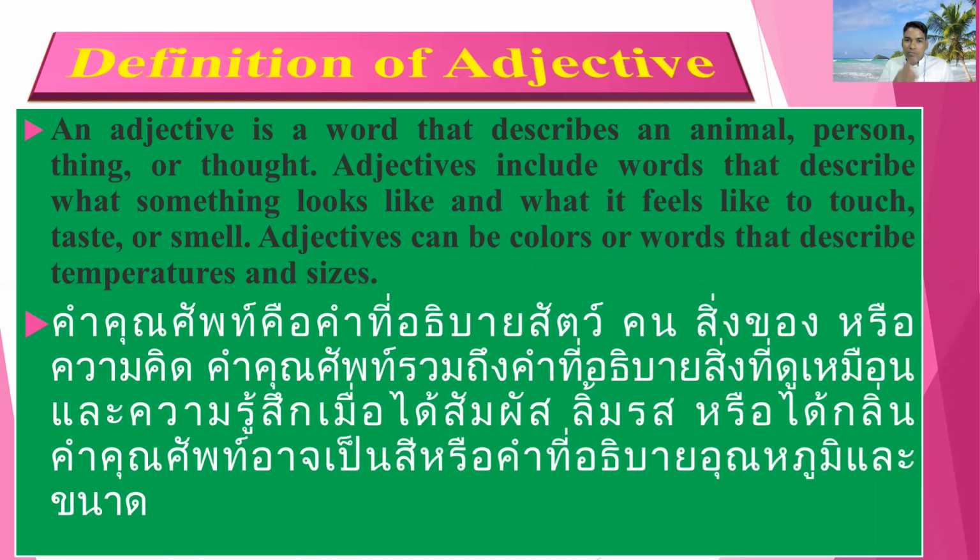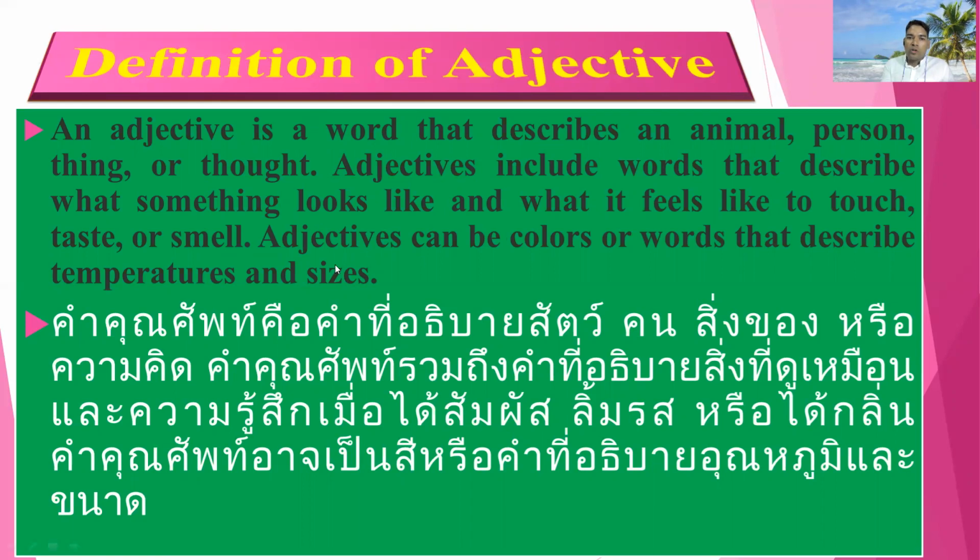Then there is written about what it feels like to touch. If you touch something, then what you feel about that thing, you must understand this is an adjective. Also about taste: when you eat something, what is the taste, you must understand the taste of this thing is also an adjective. Next is smell. A smell is like, that flower has a very good smell. That means you understand that flower has a good smell. You must understand this is showing an adjective.